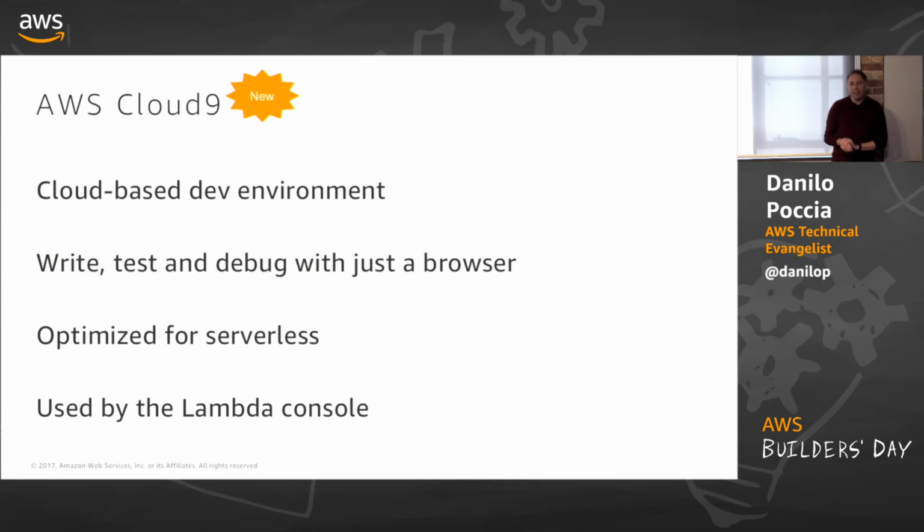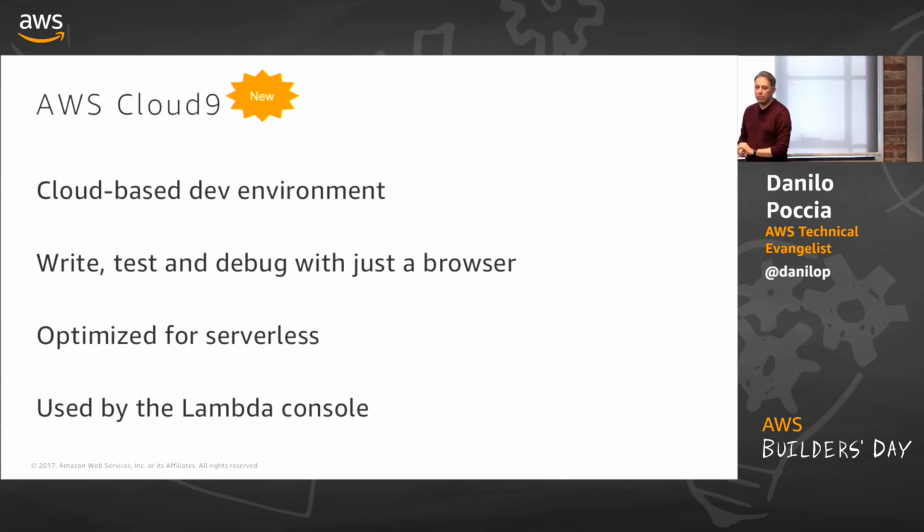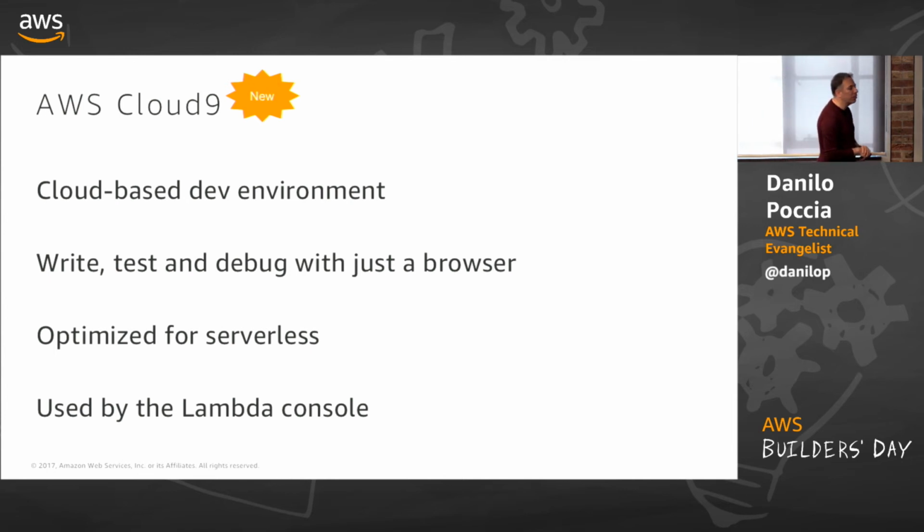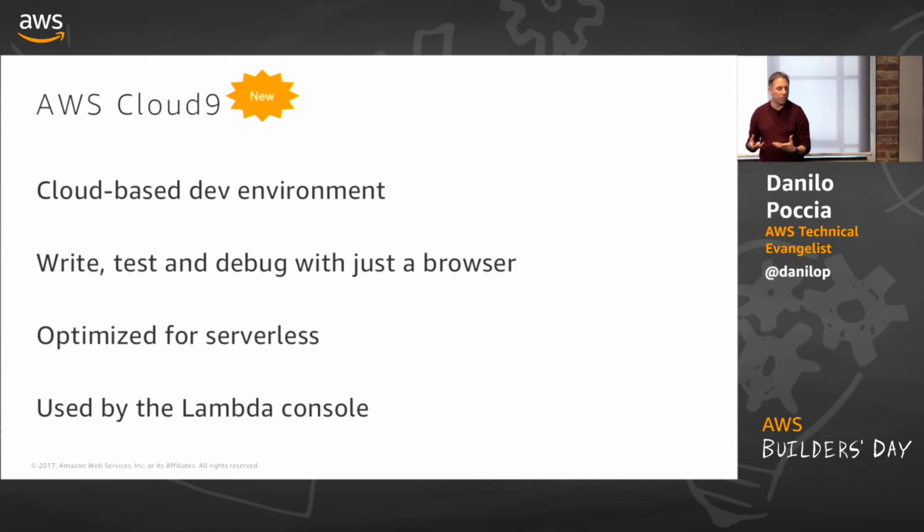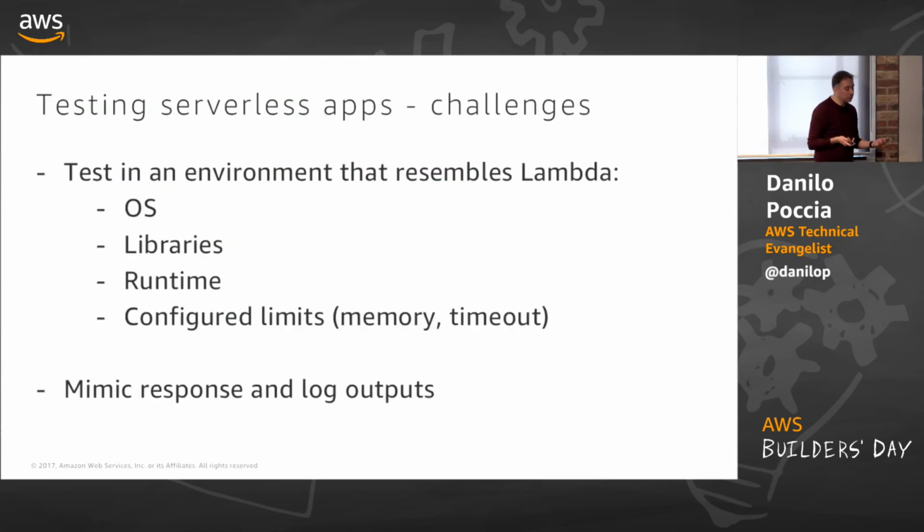So Cloud9, we saw a little bit of this new cloud development environment inside the Lambda console. But actually, we also have a service where you can have a full environment with direct disk access, where you can go a step further. So you can do what I just did, and instead of using your laptop, you can have an integrated development environment in the cloud. It's optimized for serverless, and the editor is the same as the Lambda console. But when you use it standalone, you have more features.